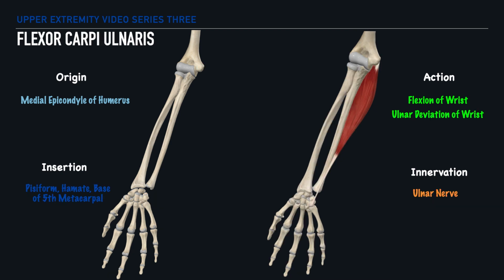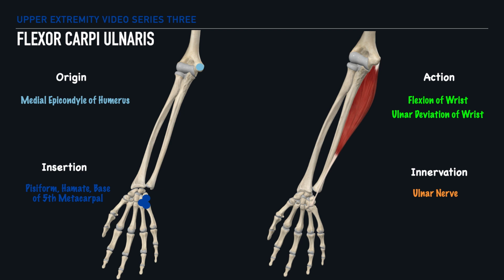Next up is the Flexor Carpi Ulnaris. This muscle originates at the medial epicondyle of the humerus, and it inserts at the pisiform, hamate, and base of the fifth metacarpal. Its actions include flexion and ulnar deviation of the wrist, and just as we mentioned previously, the name of this muscle gives us an idea of its actions.